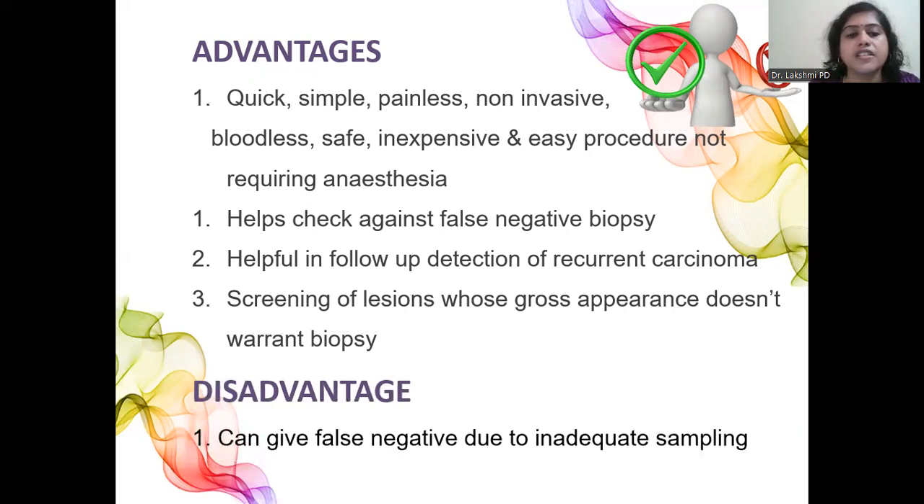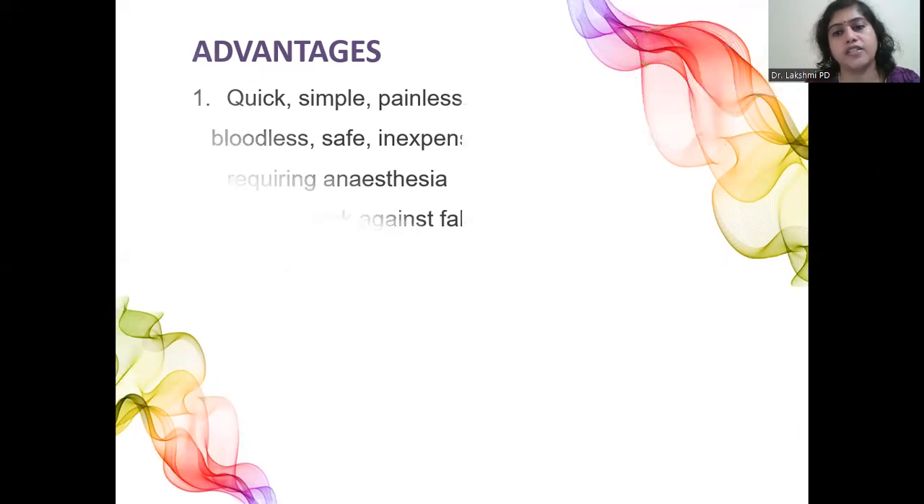However, the disadvantages: it can give you a lot of false negatives, because I told you that only the superficial layer is being examined. So you do not get any information about the deeper layers, especially because of inadequate sampling. That's what I told you. Underneath layers are not examined.